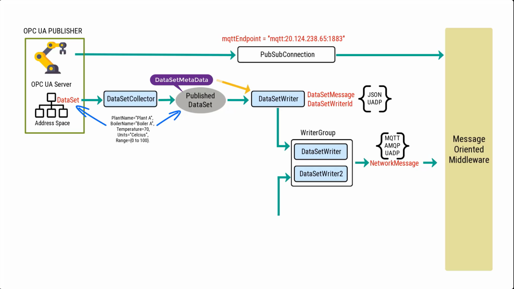The network message uses data that is provided by the dataset messages to form a payload and attach to it a publisher ID to identify the publisher of this information in the network. Before we move on, it's important to mention here that even though the process is the same, not all OPC UA publishers implement components like dataset collectors and dataset writers as independent entities. So it's best to consider this as abstract.